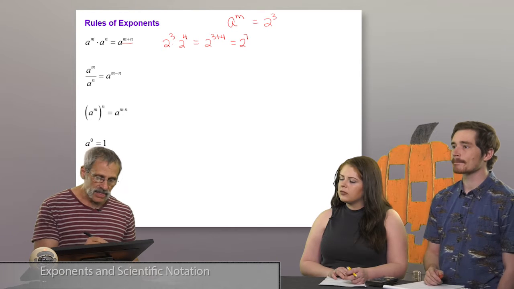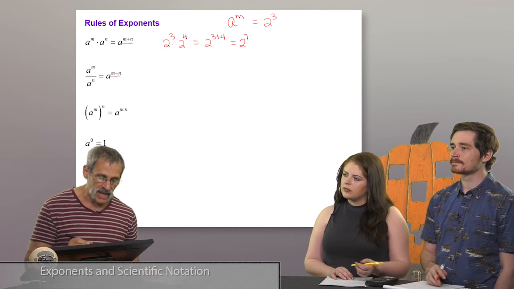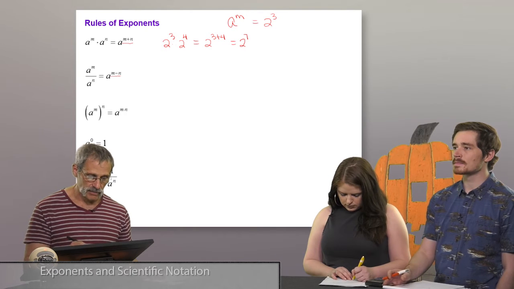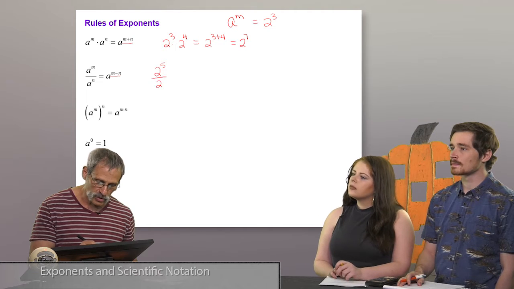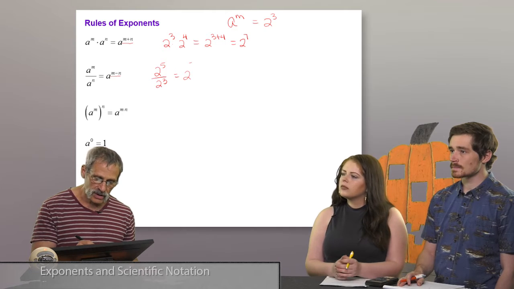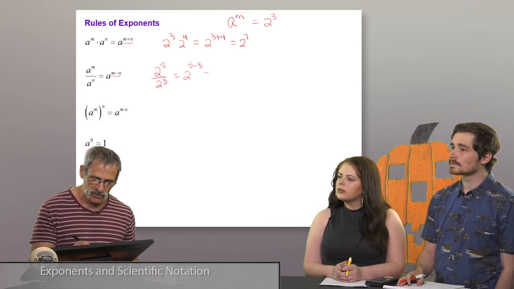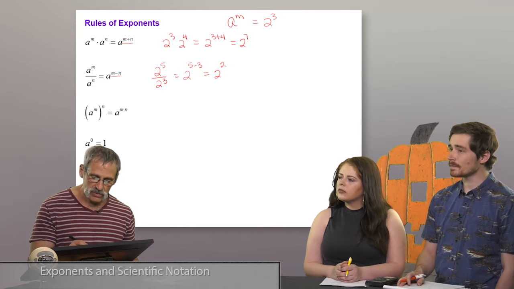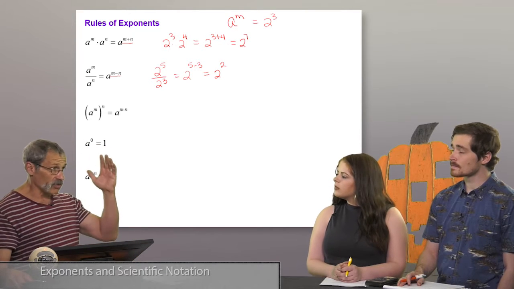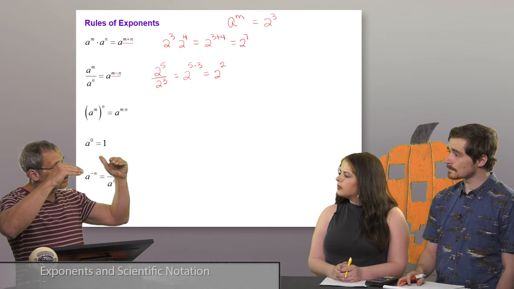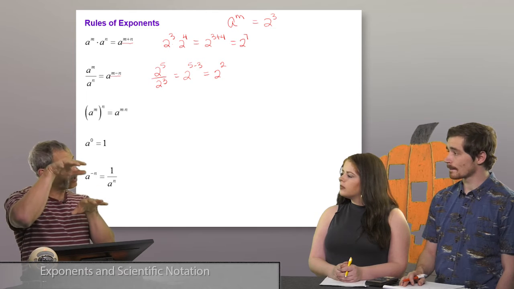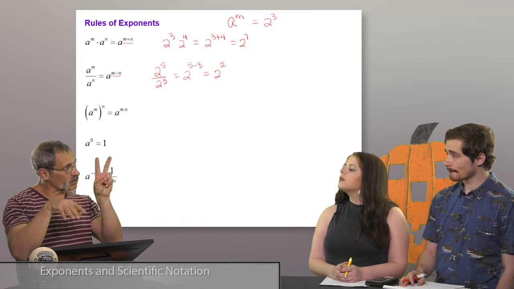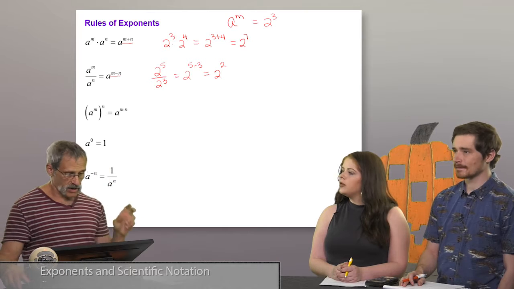If I go ahead and take a look at a to the m over a to the n, then I can just subtract the exponents, and it would be a to the m minus n. So for example, if I had 2 to the 5th all over 2 to the 3rd, I would subtract the exponents, giving me 2 squared. So imagine you have 5 2's multiplied in the numerator. You have 3 2's multiplied in the denominator. So 3 of the 2's upstairs and downstairs would cancel, leaving 2 2's.